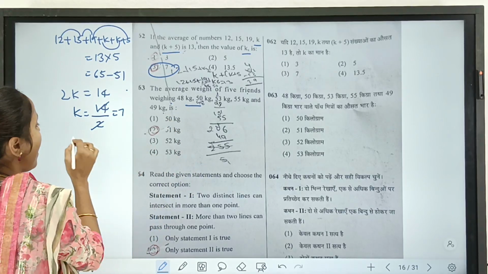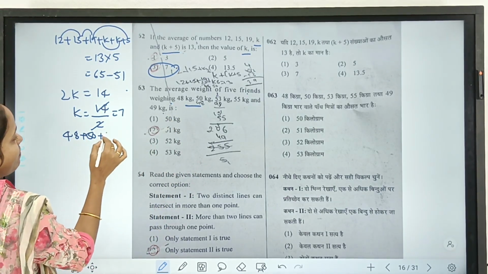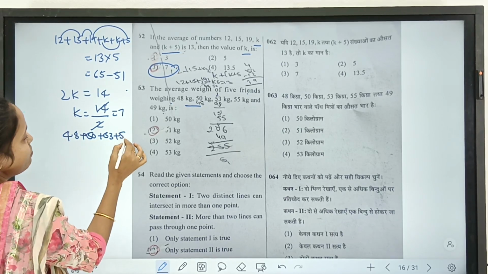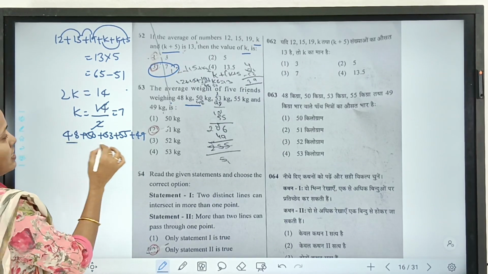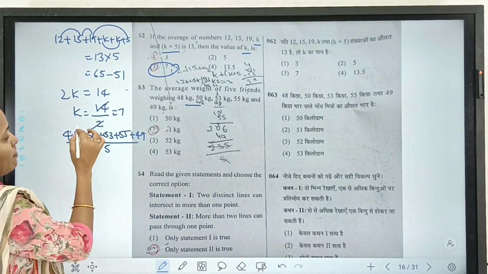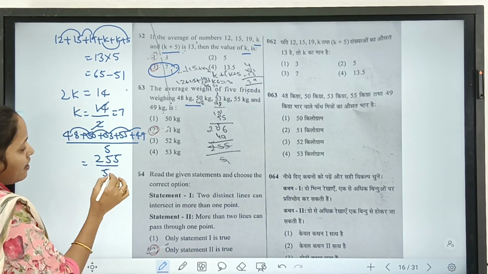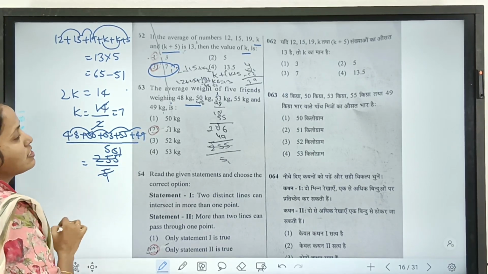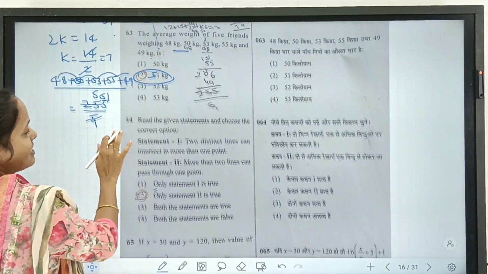Same thing. You need to add all the weights: 48 plus 50 plus 53 plus 55 plus 49, divided by how many friends there are. 5 friends, so by 5. If you do the addition, you will get 255 by 5. 5 ones are 5, 5 fives are 25. The answer is 51. Next.